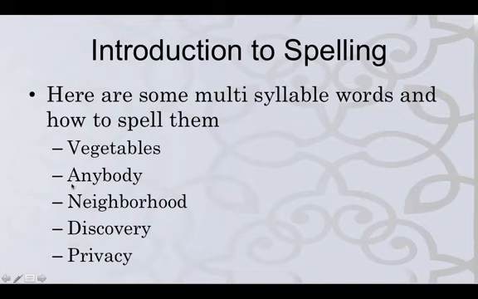Spelling. Any. N-Y-N-E, any. B-O, bo. Anybo. D-Y-D. Anybody. This word is anybody. Oh, okay. This word is anybody. So notice how I combined vowels with consonants to make syllables, and I combined syllables to make a word.